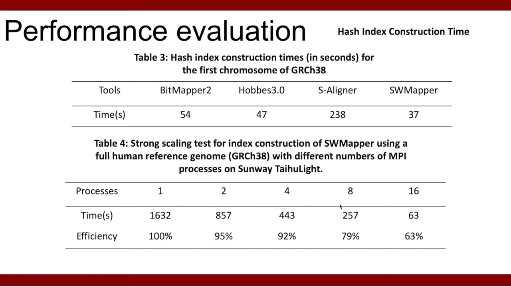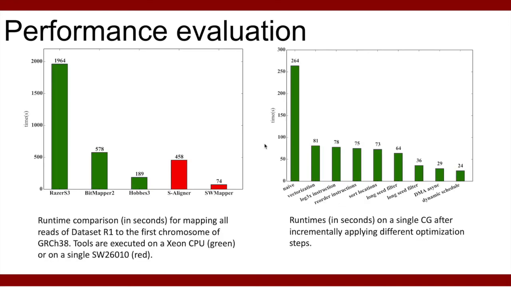We use the 4 GRCh38 genome as a reference to measure the strong scalability of hash index construction for SWMapper for up to 16 MPI processes. For performance on real datasets, we use the real dataset R1 and map it against the first chromosome of the GRCh38 reference. And SWMapper is the fastest tool.